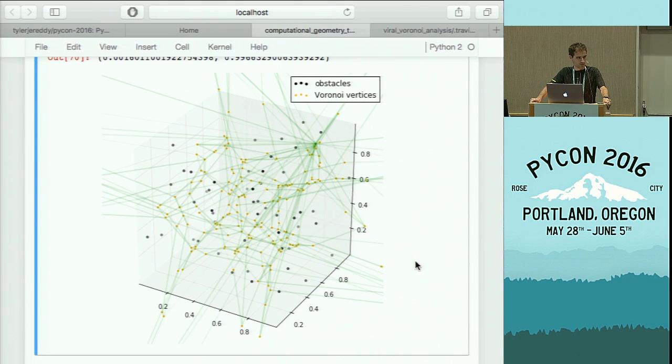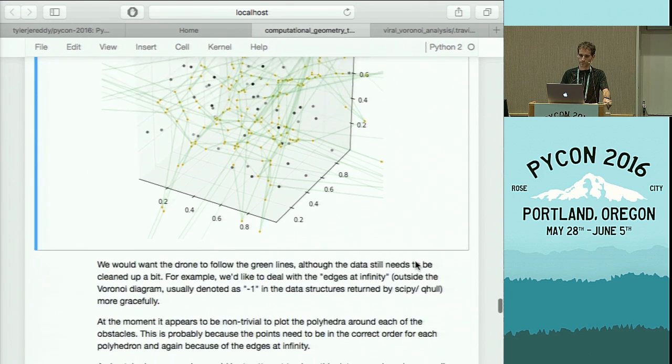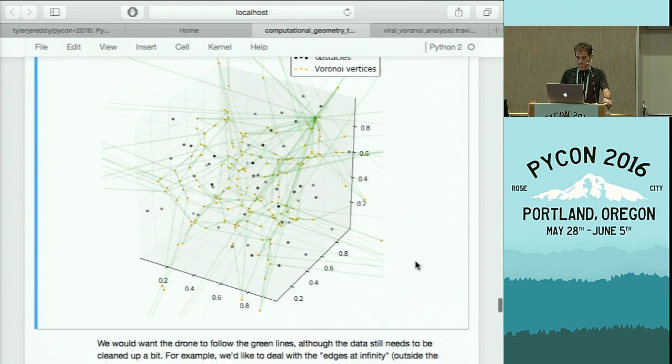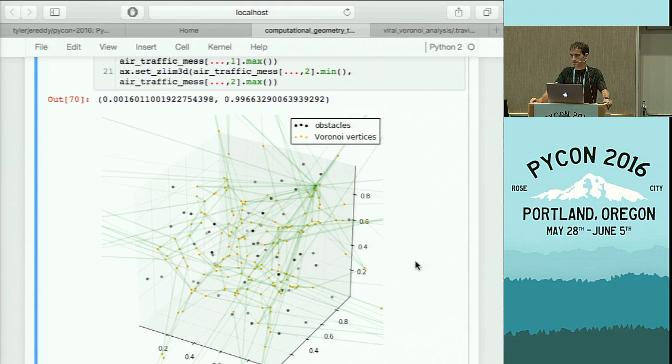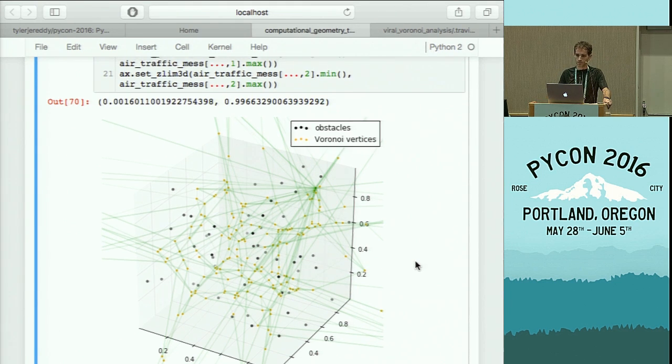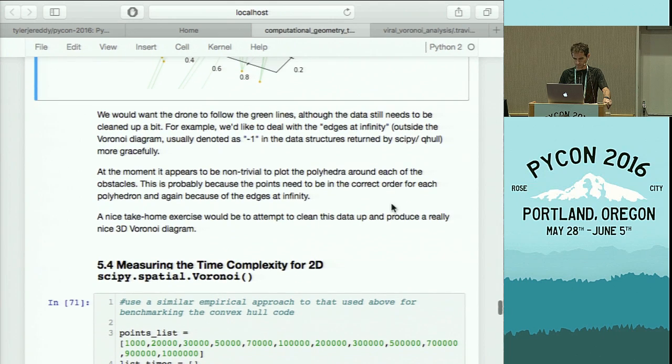There are specialized libraries for plotting those polygons. I think Matplotlib probably doesn't do it so well, but there might be heavier 3-dimensional plotting libraries that can do a pretty good job. So that's one possible application of 3-dimensional Voronoi diagrams. And if you wanted to handle those edges at infinity manually, they would show up as -1.